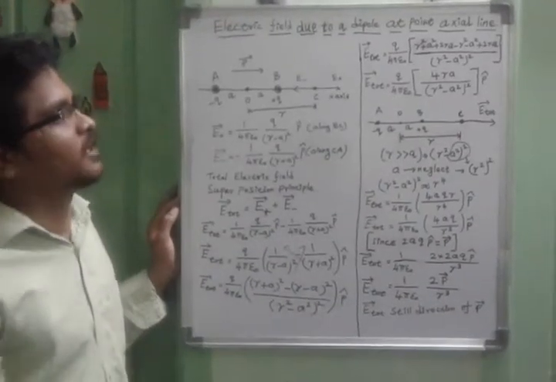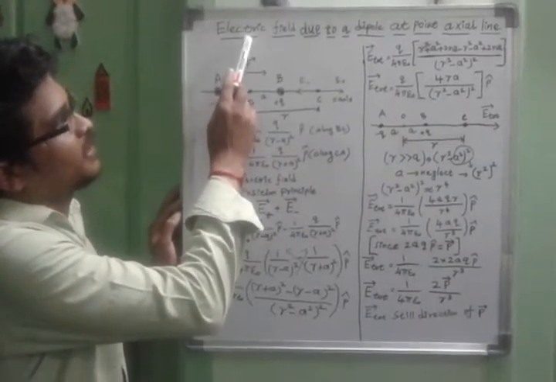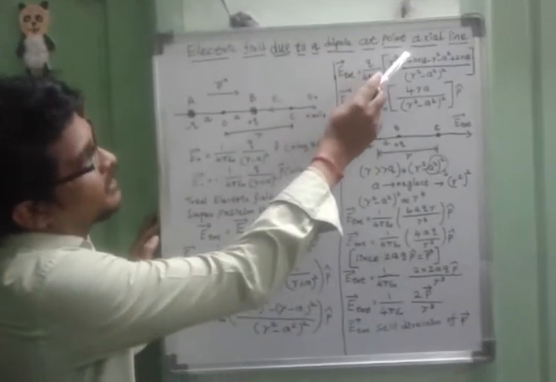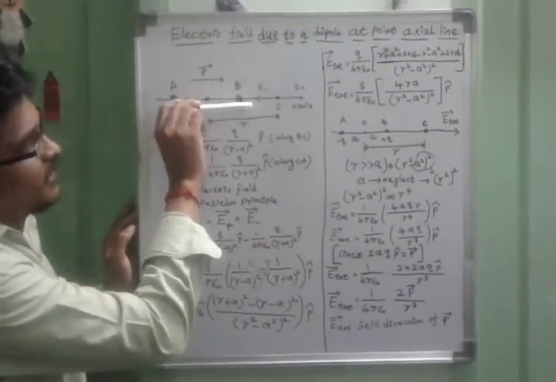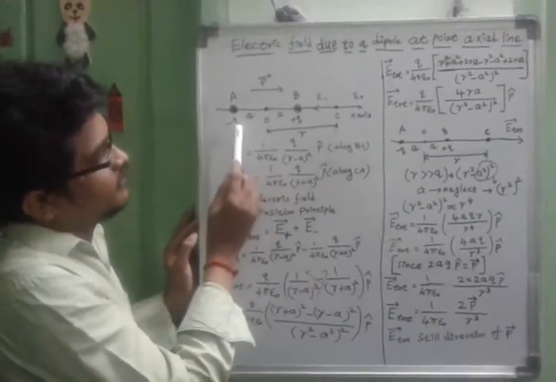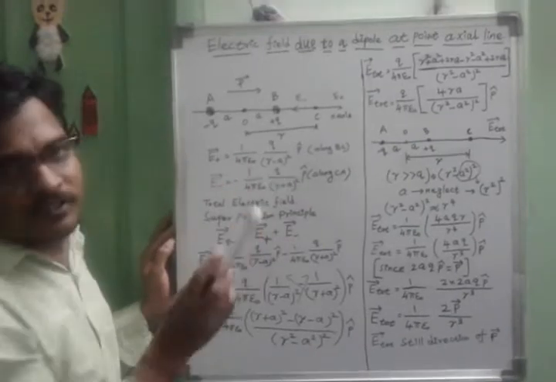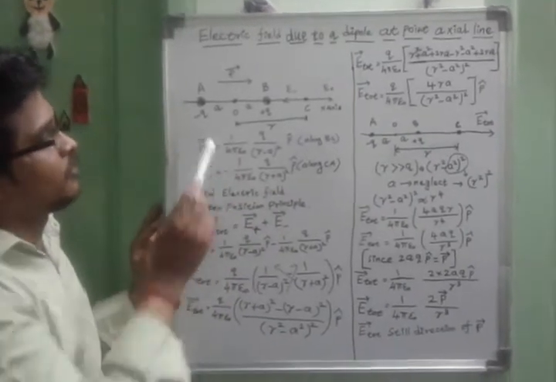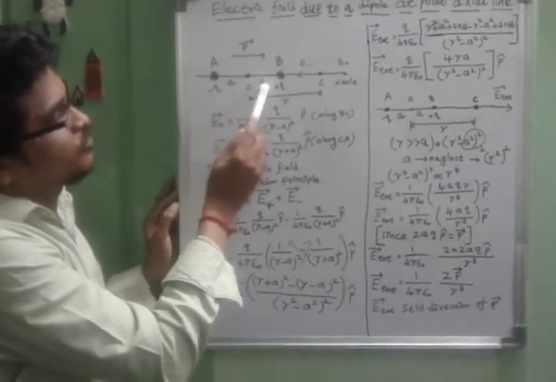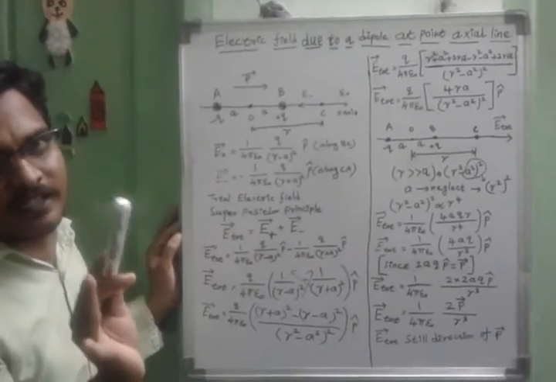Students, the topic we are going to see now is the electric field due to a dipole at a point on the axial line. Consider the axial line along the x-axis and the dipole. In the last section you discussed the electric dipole: a charge minus q and a charge plus q separated by a small distance form an electric dipole.